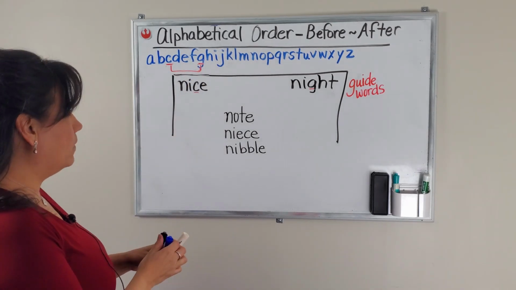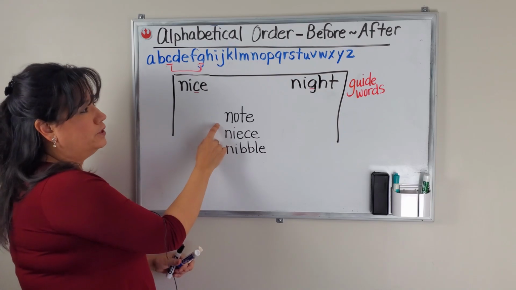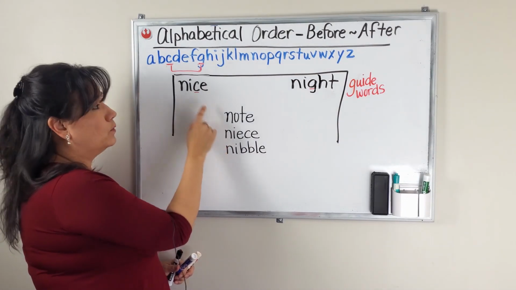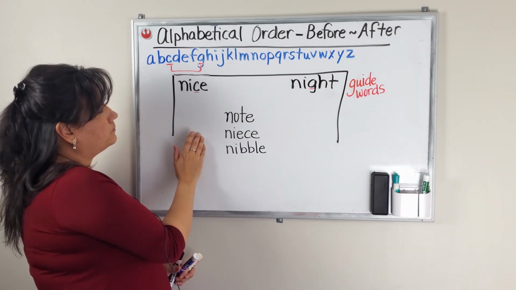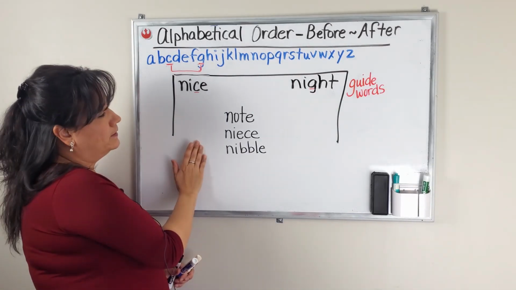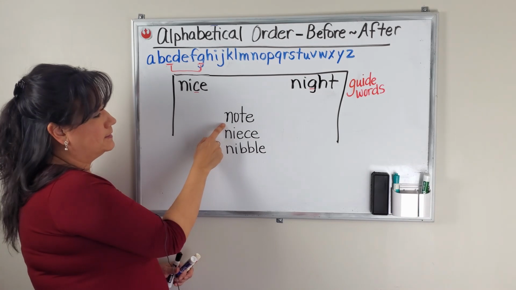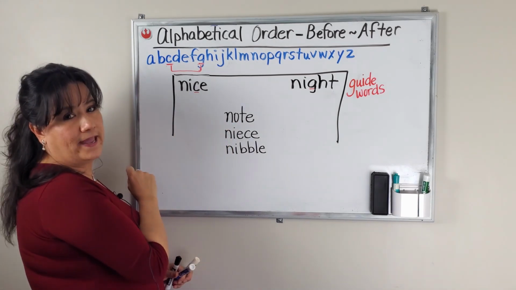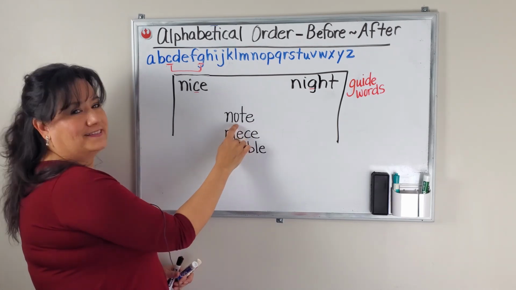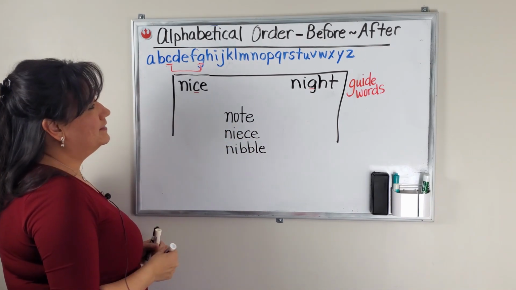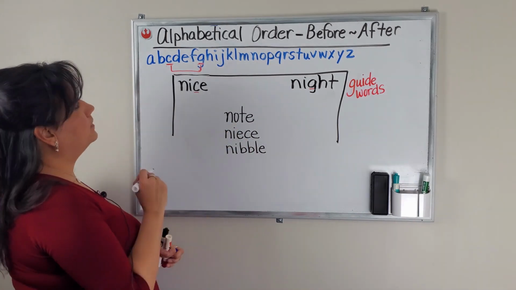So let's take a look at our first word, the word note. Is our word note going to be found on this glossary or dictionary page? Well, I can tell right away. Sometimes we think, oh, well, it begins with the letter N, so it should. No, all of them begin with the letter N. Let's look at the second letter, and let's use a different color.